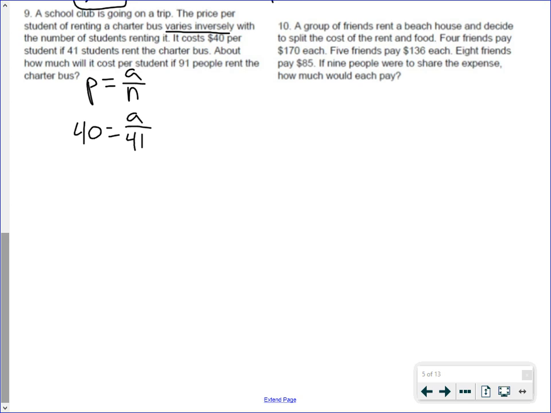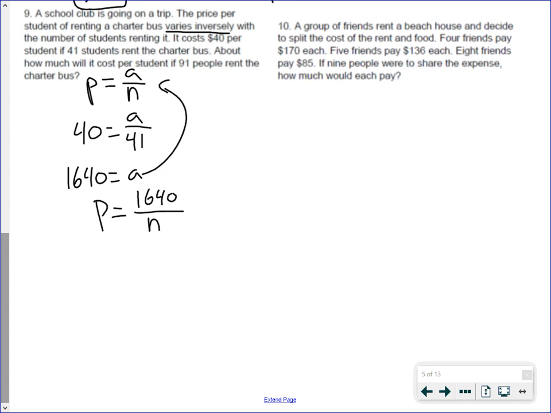So we're going to solve for our A from here. We're going to multiply by 41 on both sides. And when we do, 40 times 41 is 1640. So our A is 1640. So we can plug this A back into our original equation, and we get that P equals 1640 all over N.